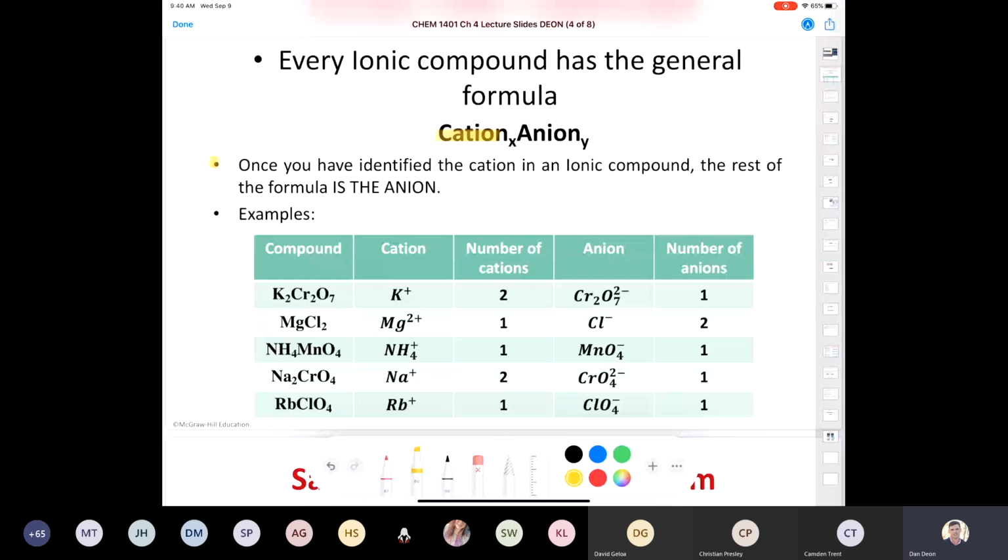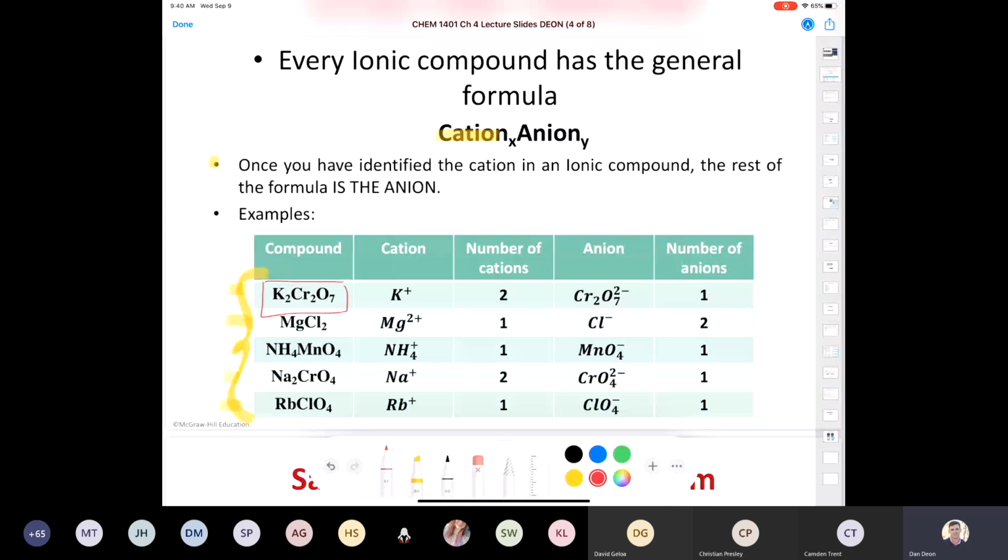Now, again, you've already covered nomenclature. So you should know how to name any one of these 5 ionic compounds here. Potassium dichromate, magnesium chloride, ammonium permanganate, sodium chromate, rubidium perchlorate. You should be able to name all of these. You should be able to identify the ions. Let's take a look at this one here, potassium dichromate, in dirty detail.